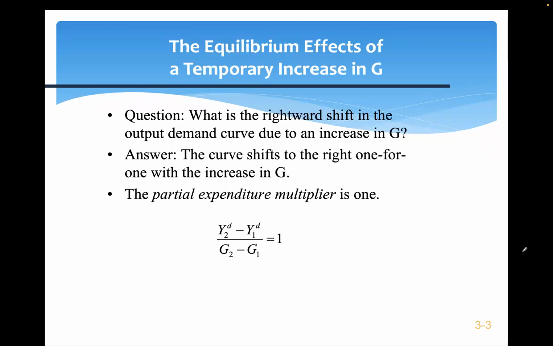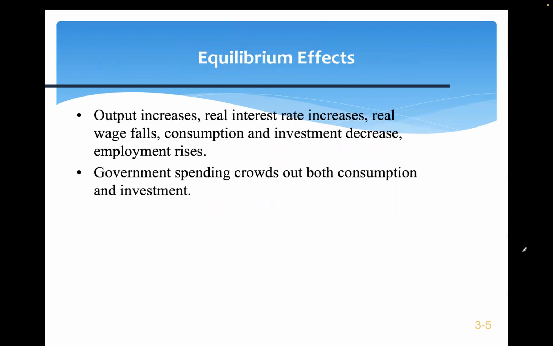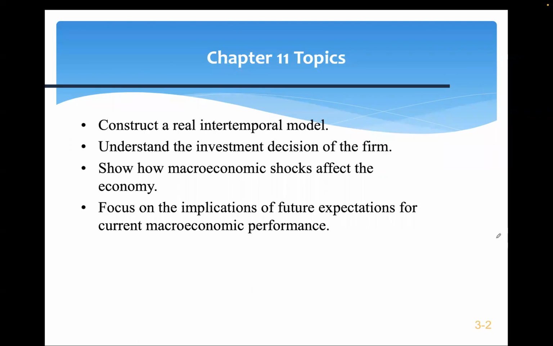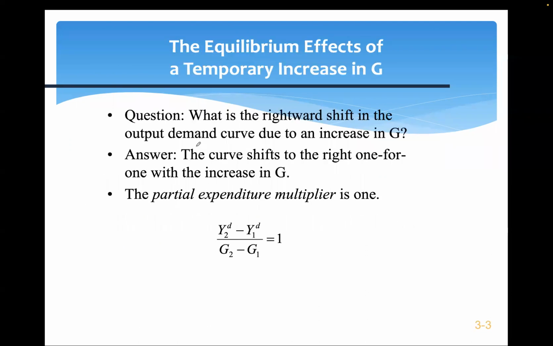First, we are going to look at the impact of a temporary increase in government spending. This can happen if there's a war, or if a recession hits and the government wants to stimulate the macroeconomy. They want to increase G. Usually it's temporary. So how does G change the equilibrium?